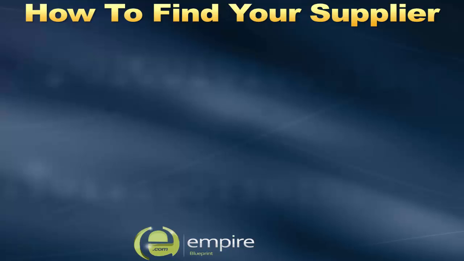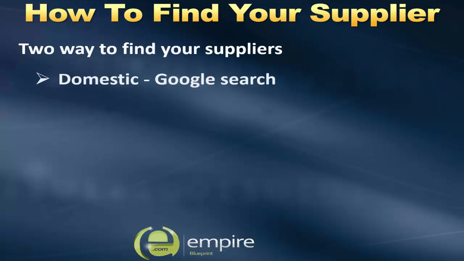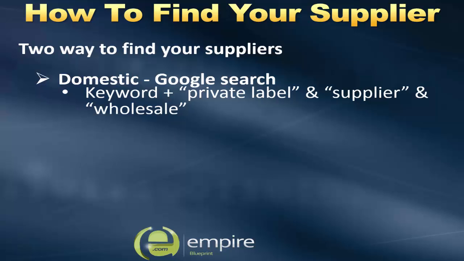You're going to need to pull the keyword we found from the hottest products selling on Amazon, and the 1 or 2 or even 3 keywords that you've chosen, we want to find a supplier for it. Now, there are really 2 ways to find your supplier, and the first way is if you want to find just a domestic supplier, you can do a simple Google search, and you want to use the keyword that you pulled from trying to find the hottest products selling on Amazon.